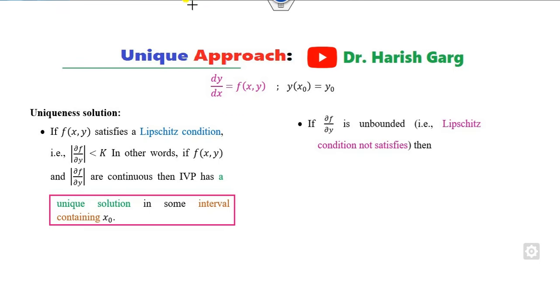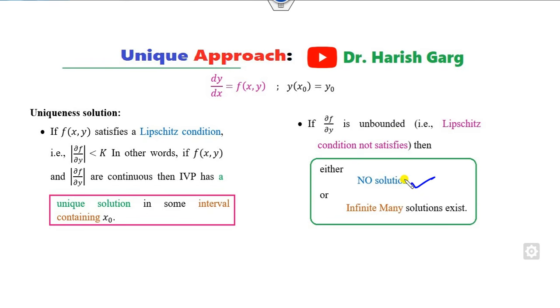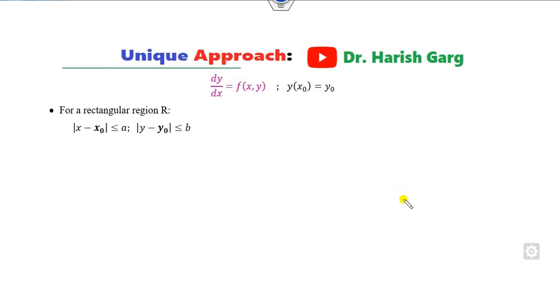Next remark: on the other hand, if you prove that the partial derivative is unbounded, then there are two cases. Either you get no solution or you get infinitely many solutions. If you want to prove there is no solution, you have to prove the partial derivative is unbounded. It means the Lipschitz condition is not satisfied. Then either no solution or infinitely many solutions.